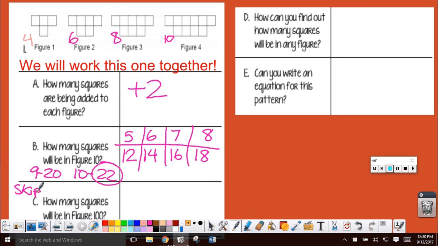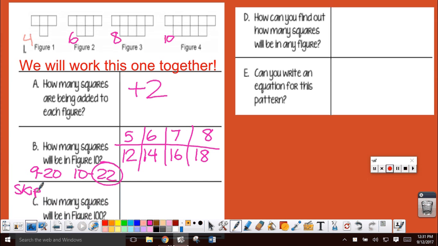Okay? And let's look at letter D. Letter D says, how can you find out how many squares will be in any figure? Okay? Any figure. So my idea is, well, let's find the pattern, right? Let's figure out what pattern. Yes, it's adding, but if I want to figure out for the millionth figure, I don't want to add 2 every single time, right? That's going to take forever, and I don't have enough fingers for that, and that's going to take a long time. So let's figure out how many squares there are by figuring out the pattern.